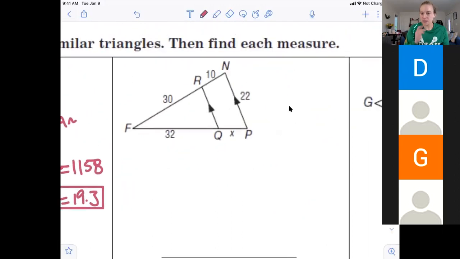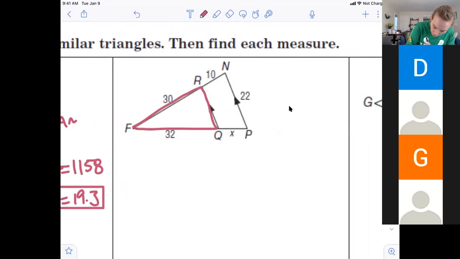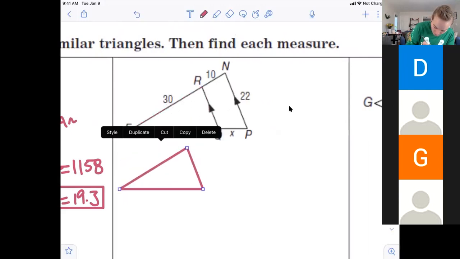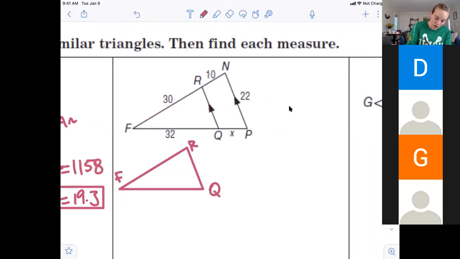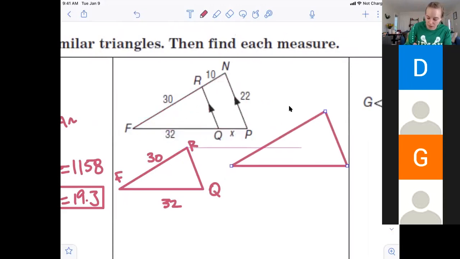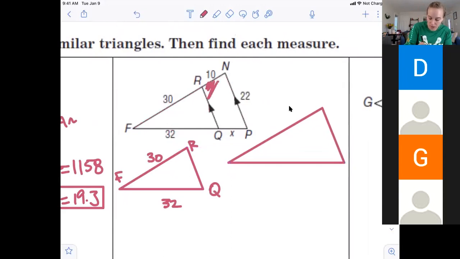Okay. This last one is another one of those overlapping triangles. So I'm going to separate them into two different shapes. I'm going to redraw FRQ over here. From F to R was 30, and from F to Q was 32, so I'm going to bring those numbers down with me. And then I'm going to copy the big shape FNP. A lot of times we just want to see the little trapezoid, this shape right here.